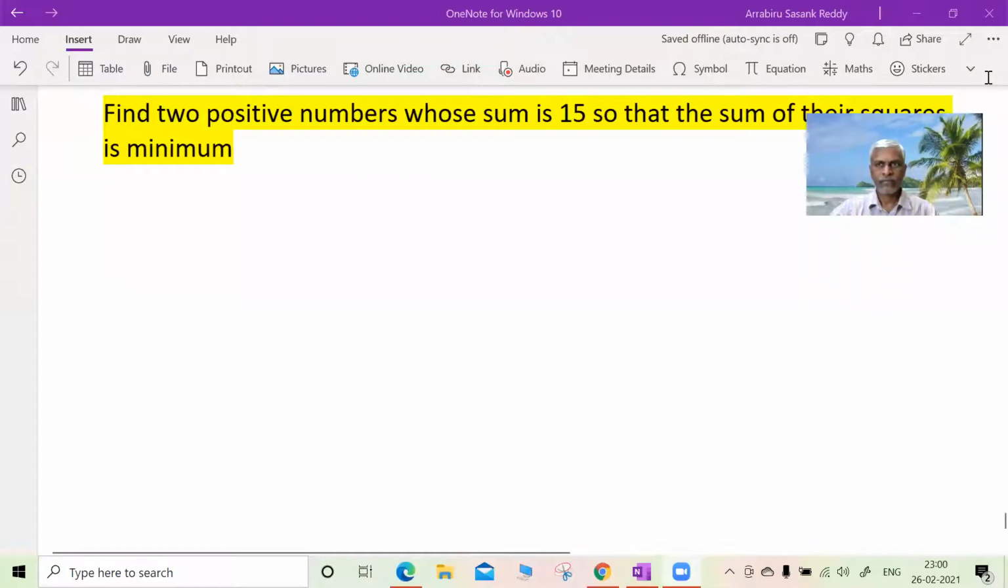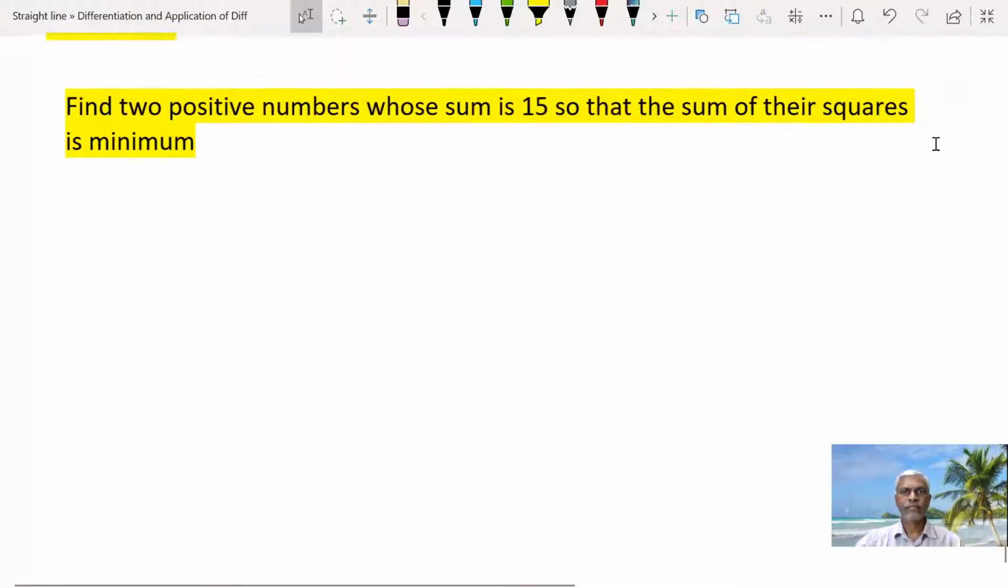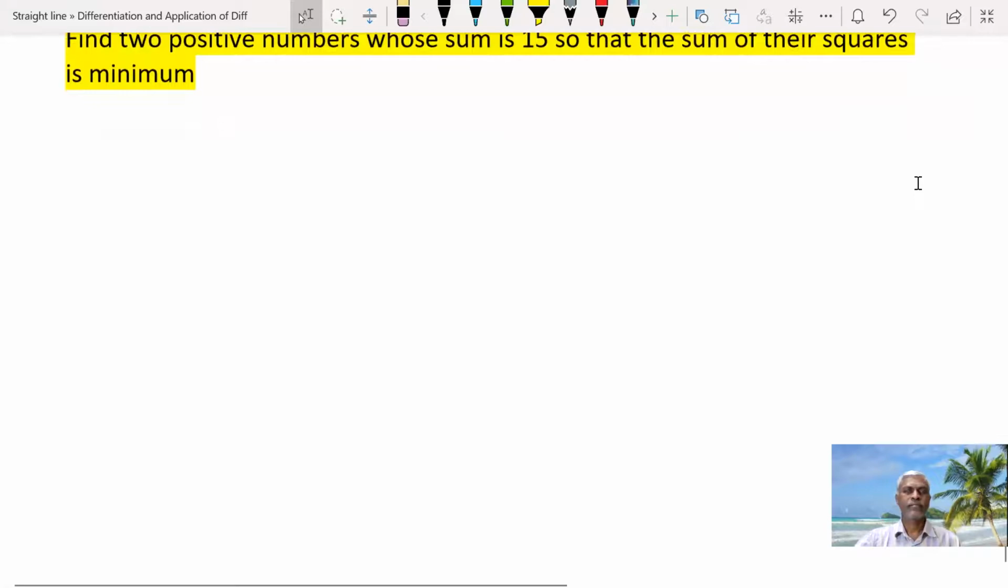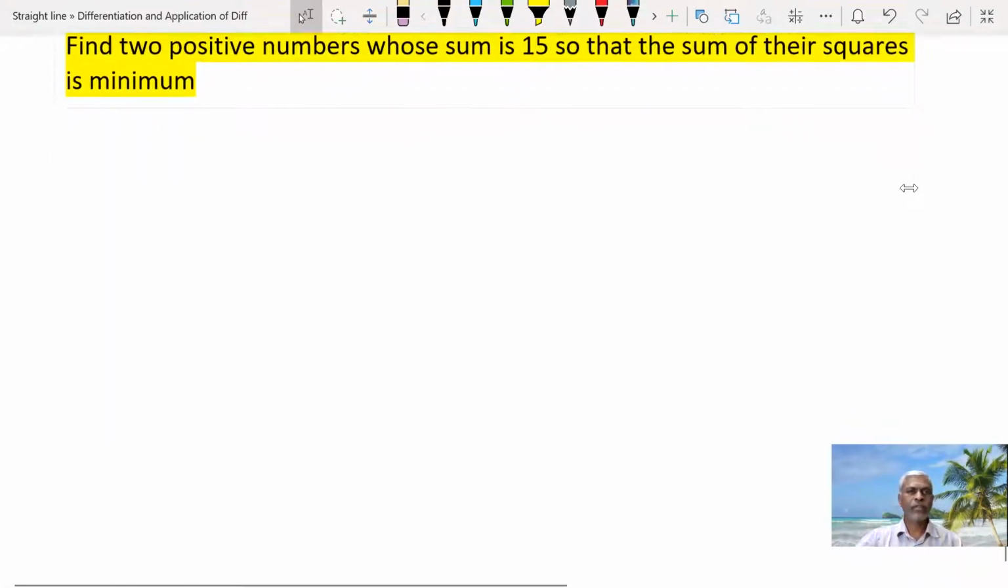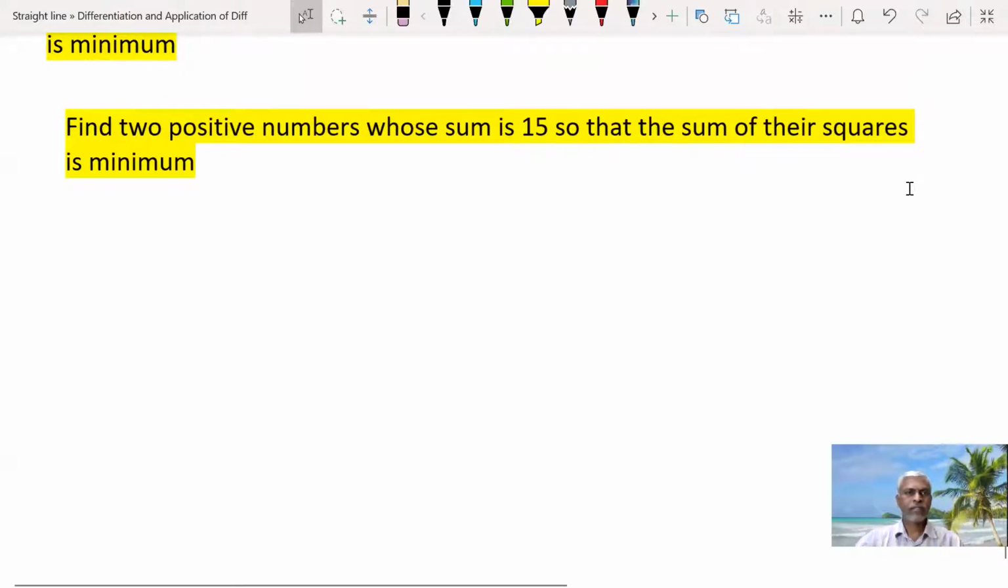Application of differentiation part 2. Long answer type questions. Find two positive numbers whose sum is 15 so that the sum of their squares is minimum.